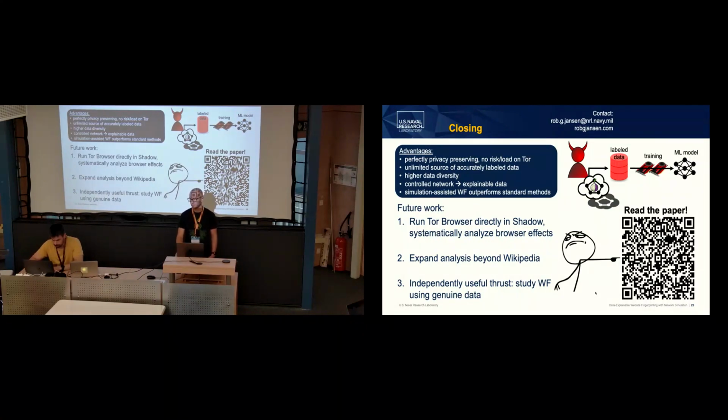Future work, we want to actually do this with Tor Browser, not just wget2. And we want to expand beyond just one site. We used Wikipedia because it gave us access to 23 million pages instantly, but we want to look at other sites. And then I think an independently useful thrust is to study website fingerprinting on the live network using genuine data. That gives us a better threat estimate of how website fingerprinting will work on the real network, in practice. That's all I have. Thank you.